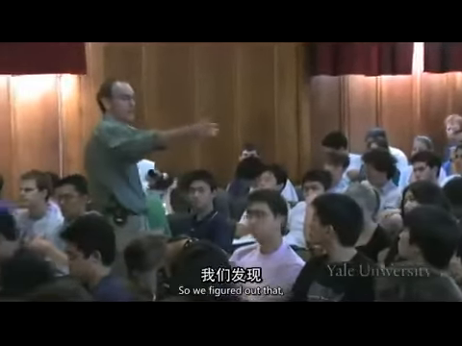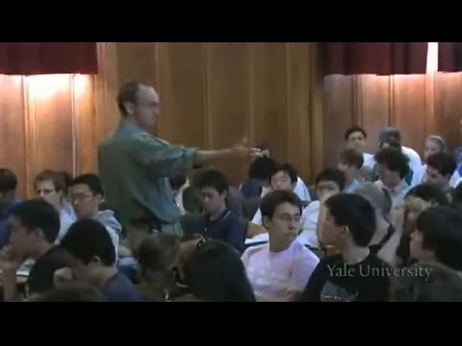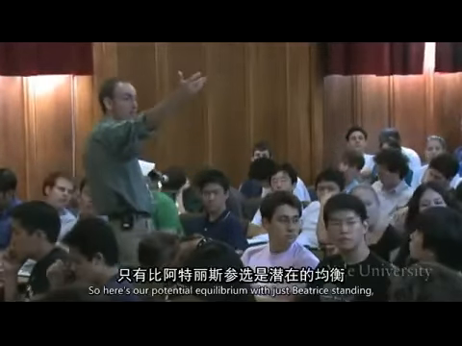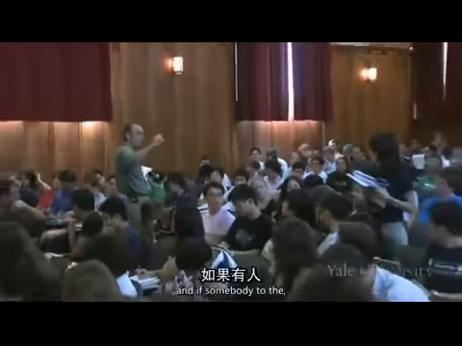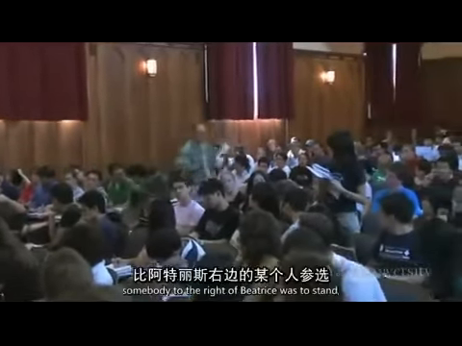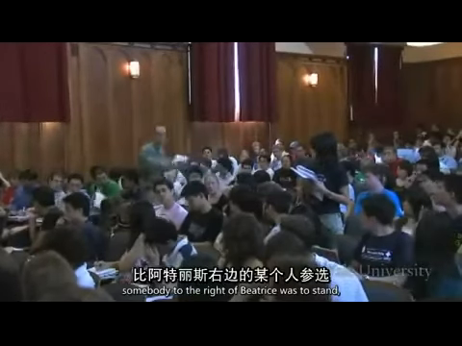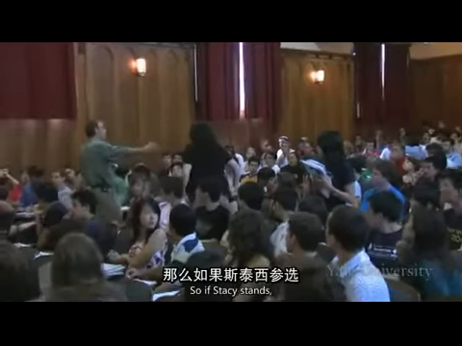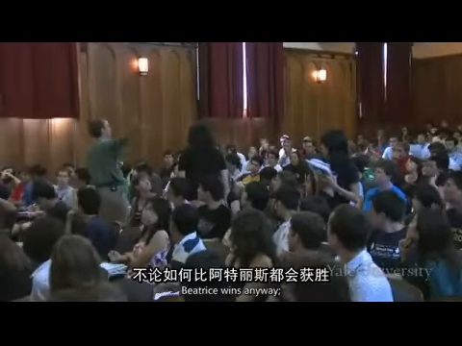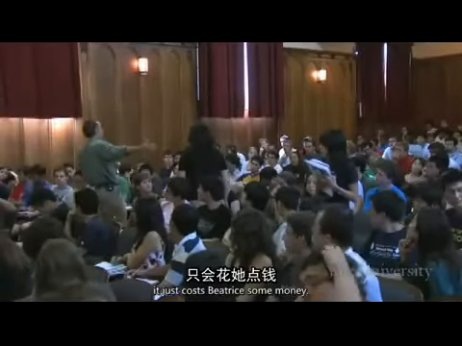So we figured out that if Beatrice stands up a second, here's our potential equilibrium with just Beatrice standing. And if somebody to the right of Beatrice was to stand, so madam, if you stand a second, and your name is? Stacey. So Stacey stands, it doesn't make any difference, she just loses. Beatrice wins anyway, it just costs Beatrice some money.